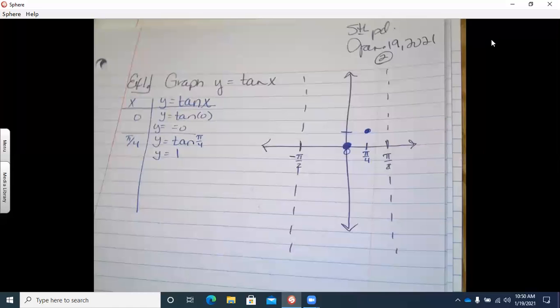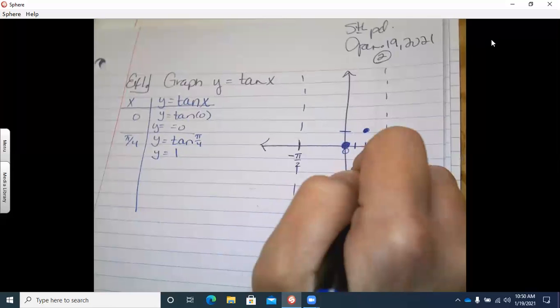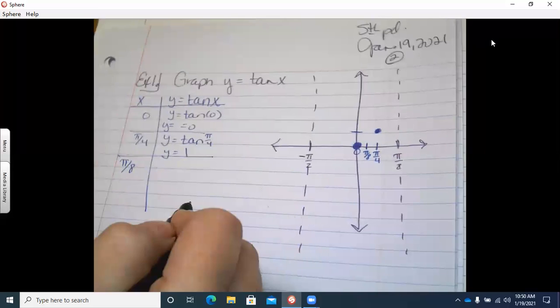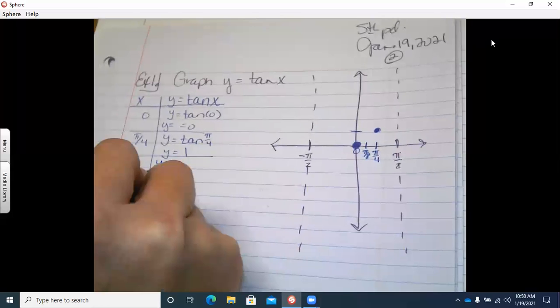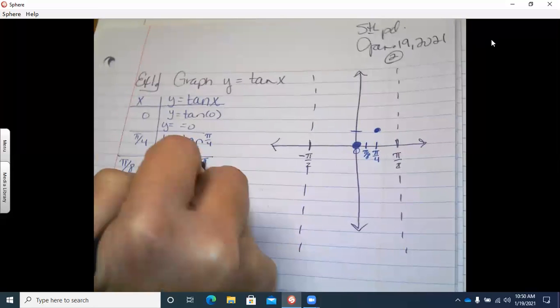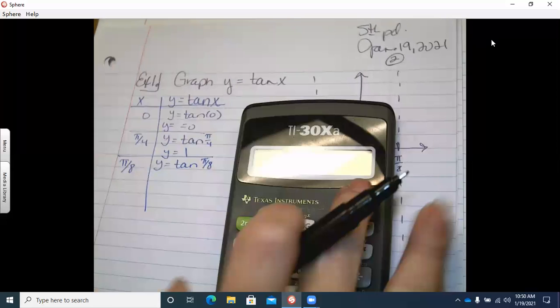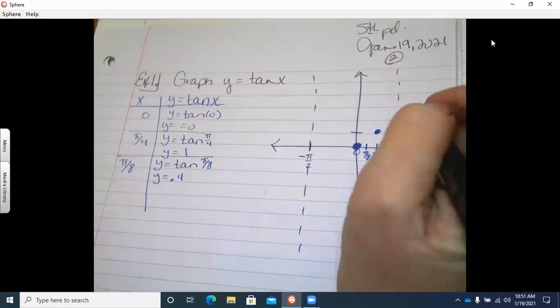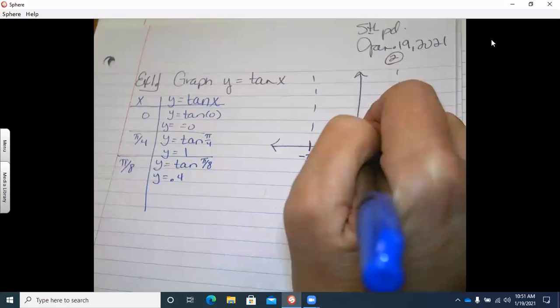All right, well, let's find some other points because I know it's not going to be a straight line. What point would be halfway between 0 and pi fourths? So what's half of pi fourths? Pi eighths. So let's figure that out. When x is pi eighths, y equals the tangent of pi eighths. So in my calculator, pi divided by 8 equals, and then hit tangent, and approximately 0.4. So at pi eighths, I'm going to put a point at 0.4.